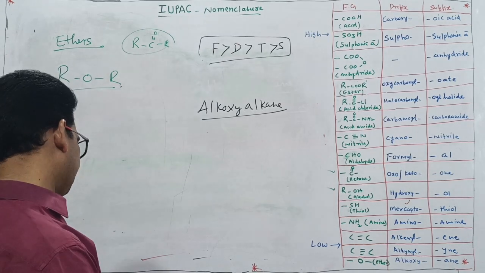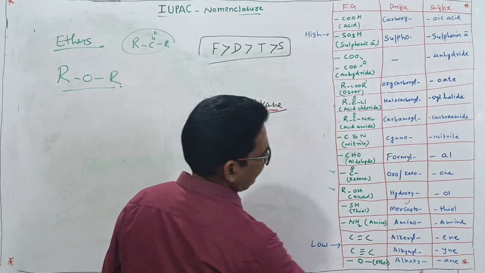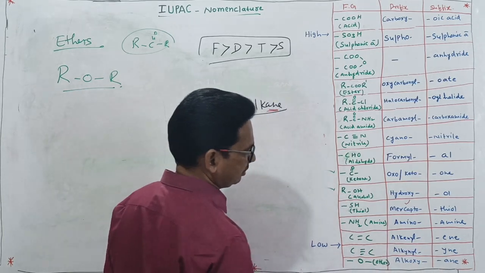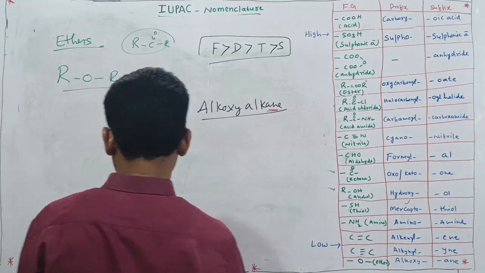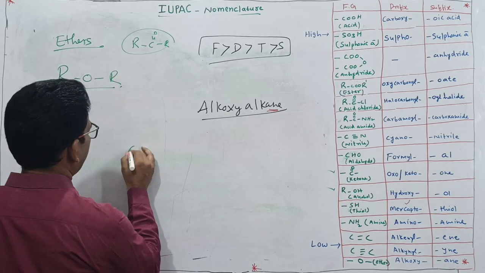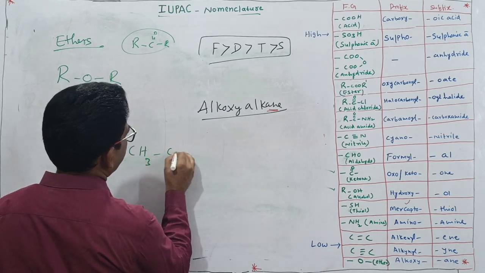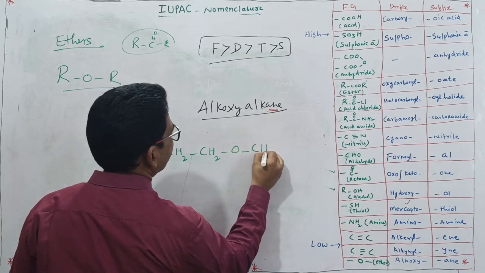Which one is the alkoxy? Which one is the alkane? Suffix will become ane. See, for ether, suffix will become ane. Prefix will be alkoxy. Okay. Now see, an example I will give: CH3 CH2 CH2 OCH3.